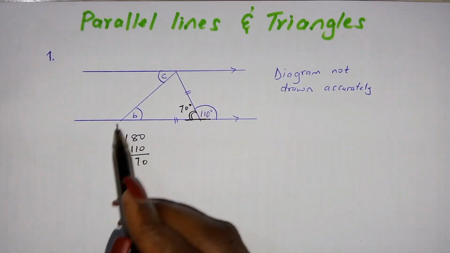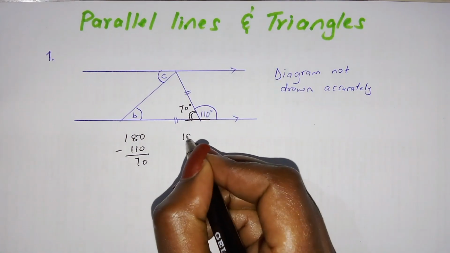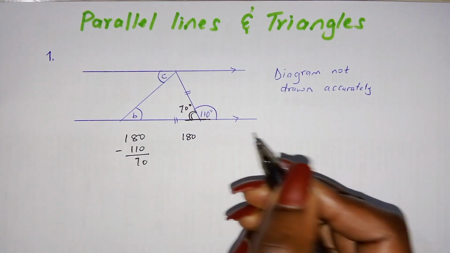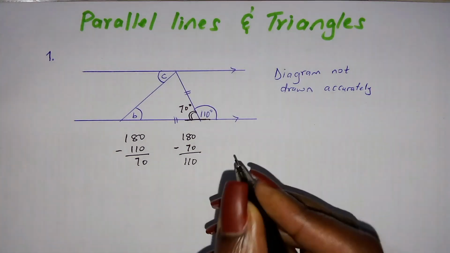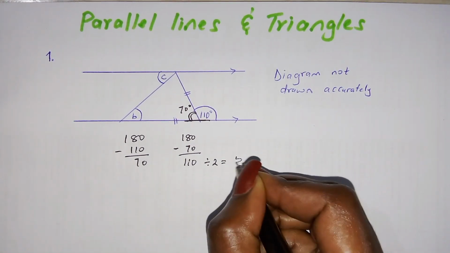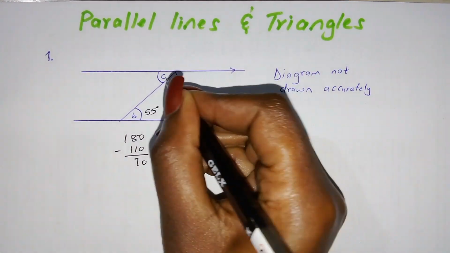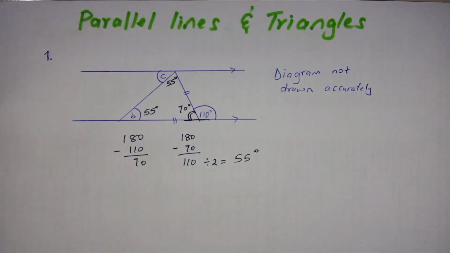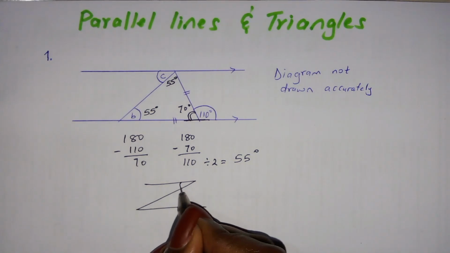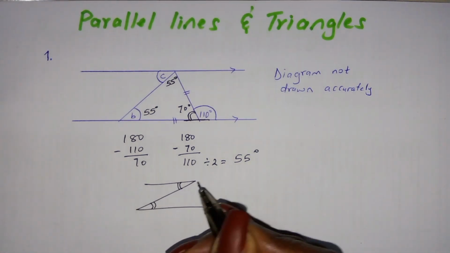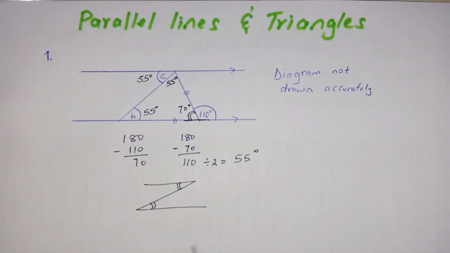Now this one, it's an isosceles triangle, and this and that are equal. So we do 180. Angles in a triangle add up to 180. So 180 minus 70, that would be 110. Divide this by 2, you get 55 degrees. So each side is 55 degrees. Now using alternate angles, this angle is equal to that one. So if this is 55, then C also will be 55 degrees.